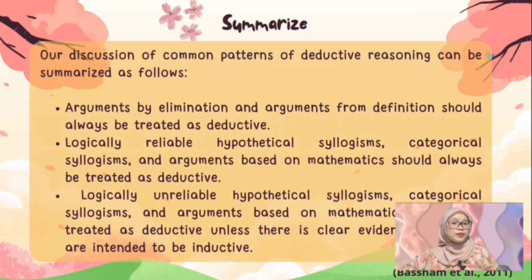To summarize all this, our discussion of common patterns of deductive reasoning can be summarized as follows. So, arguments by elimination and arguments from definition should always be treated as deductive. Secondly, logically reliable hypothetical syllogism, categorical syllogism, and arguments based on mathematics should always be treated as deductive. And lastly, logically unreliable hypothetical syllogism, categorical syllogism, and arguments based on mathematics should be treated as deductive unless there is clear evidence that they are intended to be inductive.